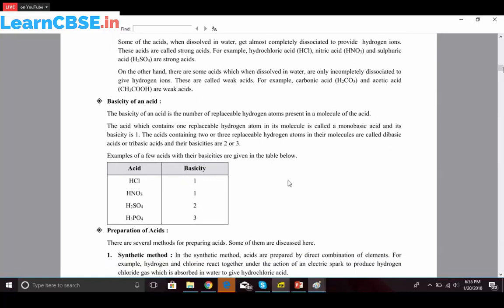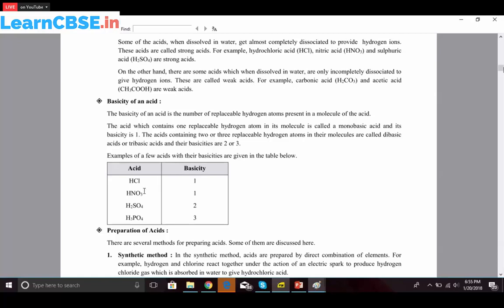Basicity means, if you are taking one acid, how many replaceable hydrogen atoms that particular acid can provide. That we call the basicity of the acid. Suppose the acid contains only one replaceable hydrogen atom, that we call a monobasic acid, and the basicity is 1. Suppose the acid contains 2 or 3 replaceable hydrogen atoms, that we call dibasic or tribasic acids, and their basicities are 2 or 3.